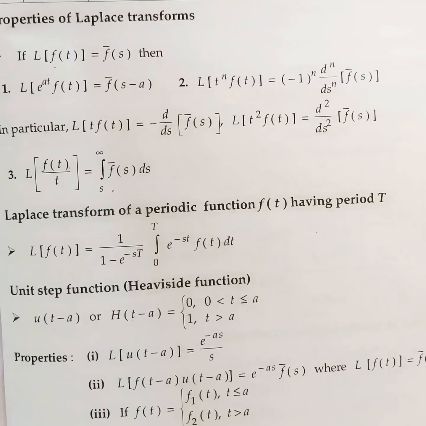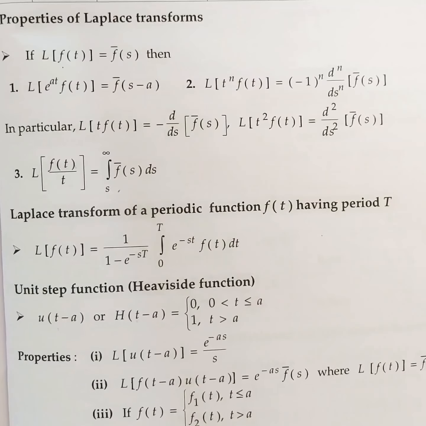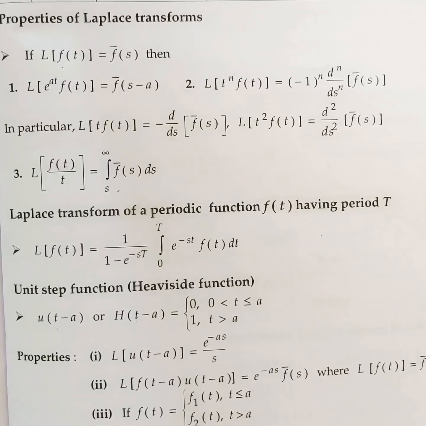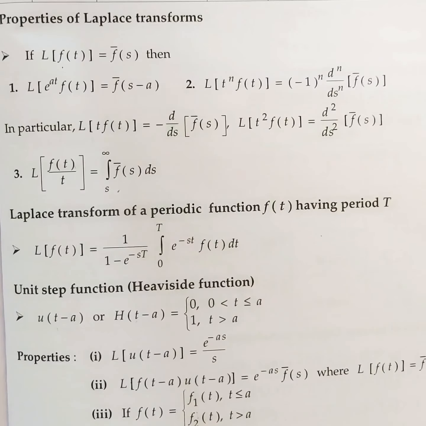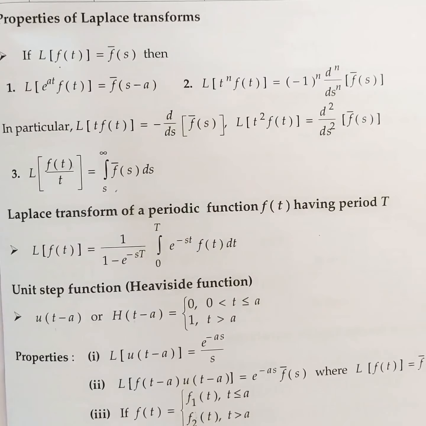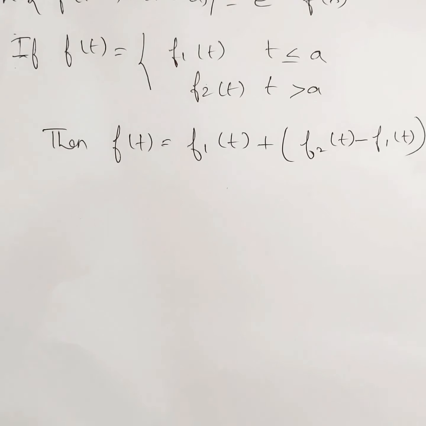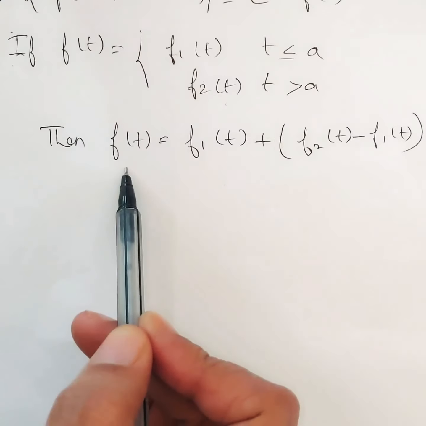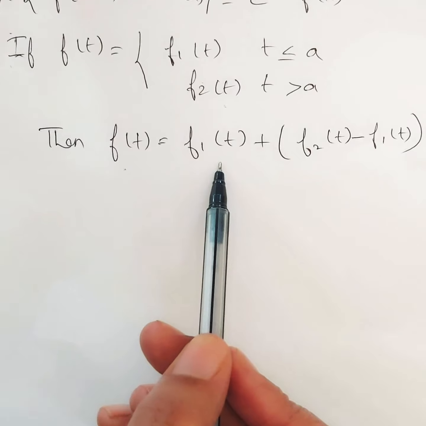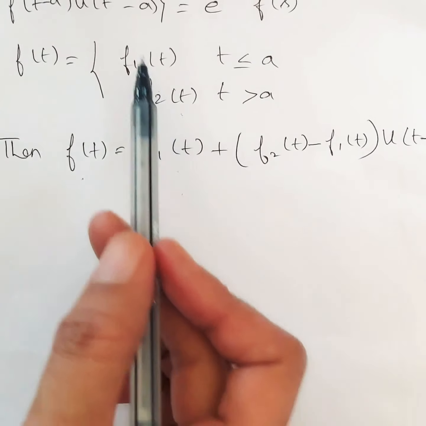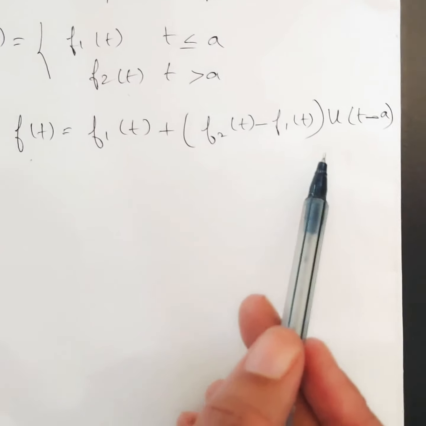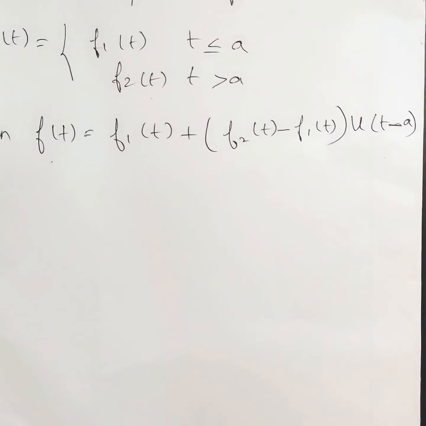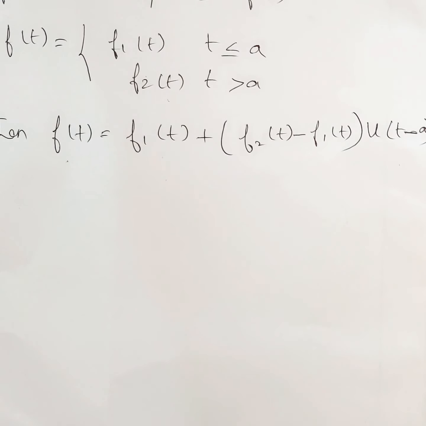And now coming to discontinuous function, that is if f of t is equal to, say, function, first function f1 of t from t less than or equal to a, and second function f2 of t from t greater than a, then we have this property. See, if this is the function, then f of t is equal to my first function f1 of t plus second function minus first function f2 of t minus f1 of t into u of t minus a. This is the third result.